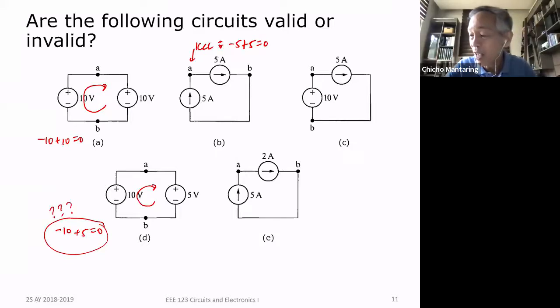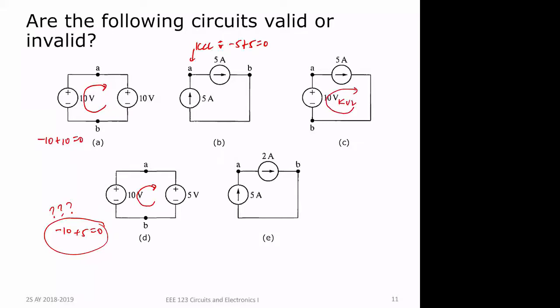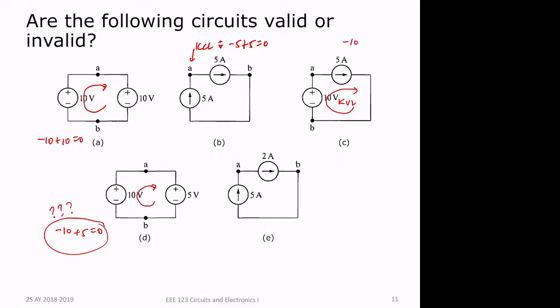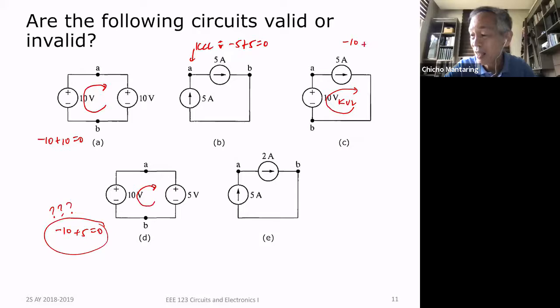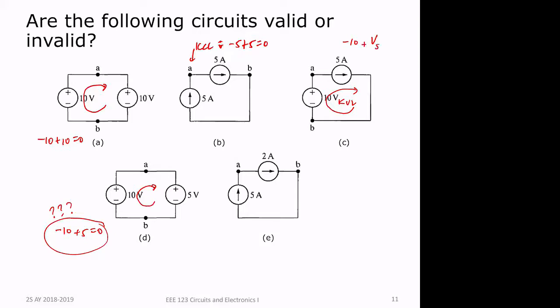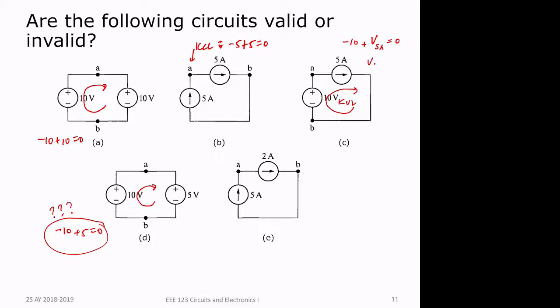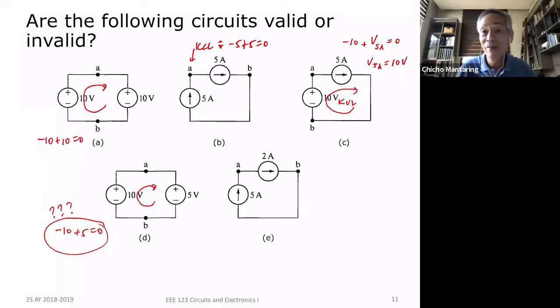Here, let's say I do KVL. What is my KVL equation? I'm going to get minus 10. Is that done? Not yet. Plus the voltage across the 5 ampere source is equal to 0. All this is saying is I can compute my voltage across the 5 ampere source. All this says is my voltage across the 5 ampere source is 10 volts. So far, there's no contradiction.